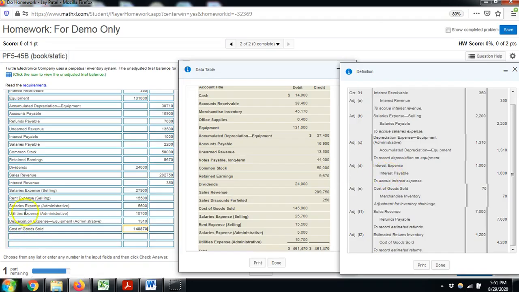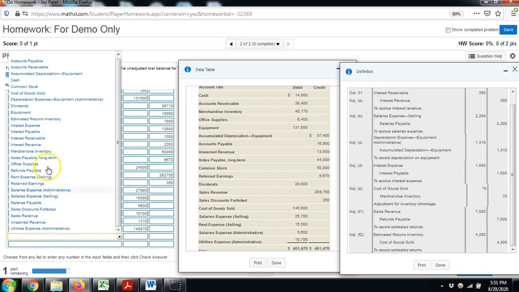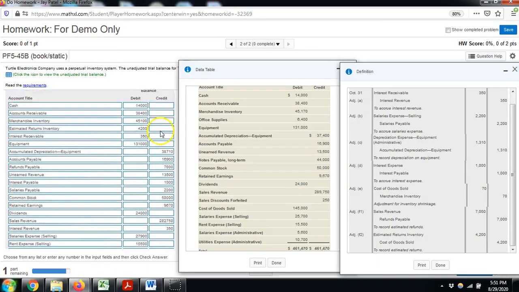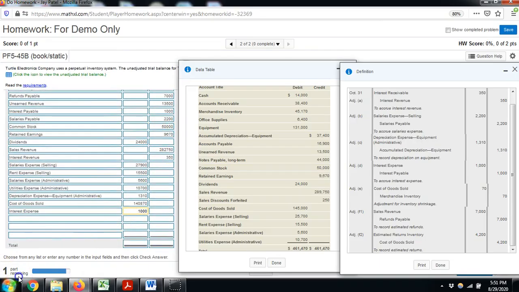Oh, do we have interest expense? No, we don't. So we have our interest payable, but we need to add our interest expense, 1,000. So now let's add up all the debits and all the credits and make sure that they balance.